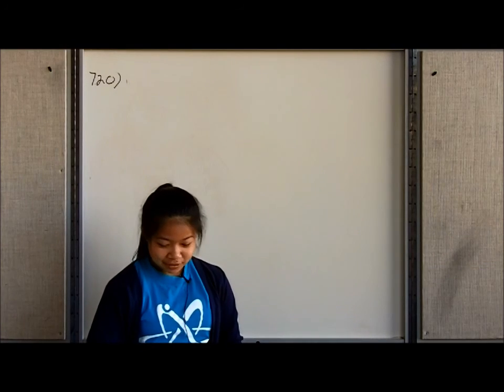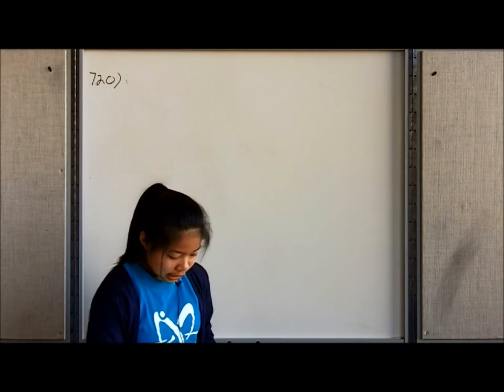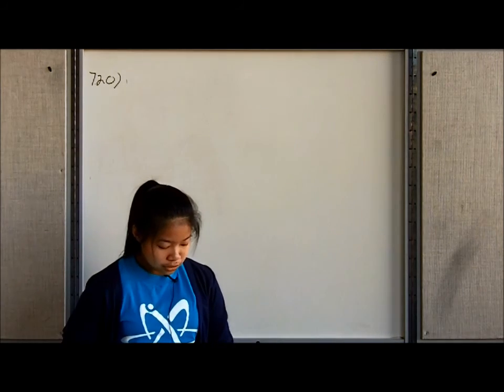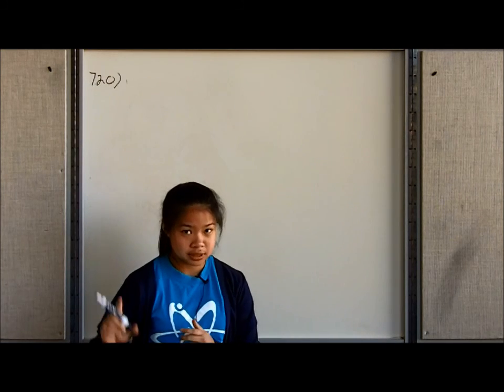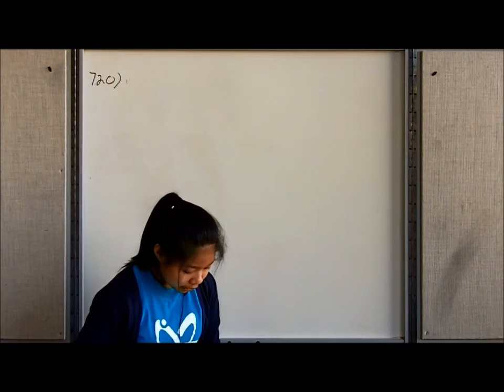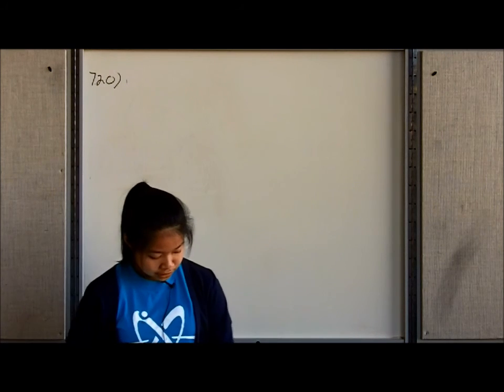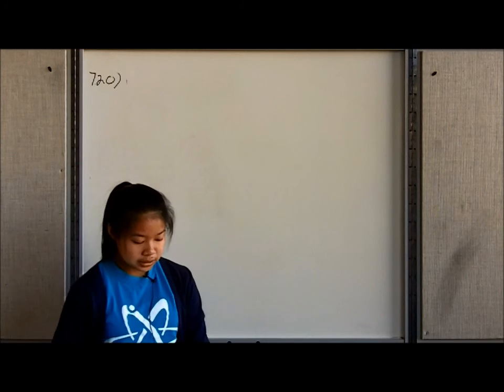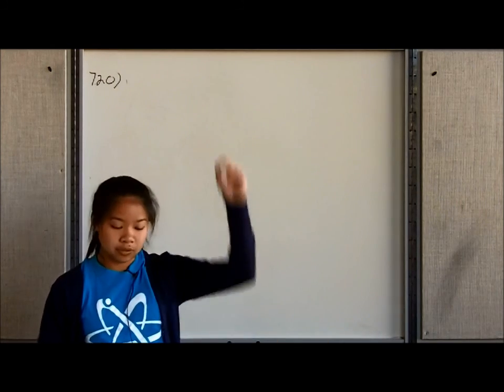So today we're going to be looking at problem 20 and 22 in chapter 7. Question 20 asks: use the Rydberg equation to calculate the wavelength in angstroms of the photon absorbed when a hydrogen atom undergoes a transition from n equals 1 to n equals 3. Those are just energy levels. It's going from energy level 1 to energy level 3.